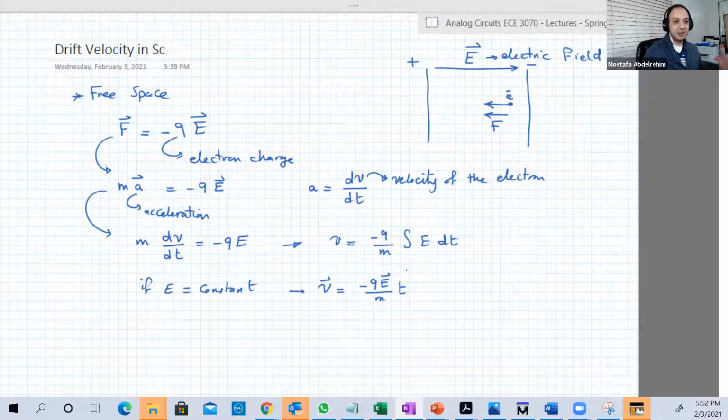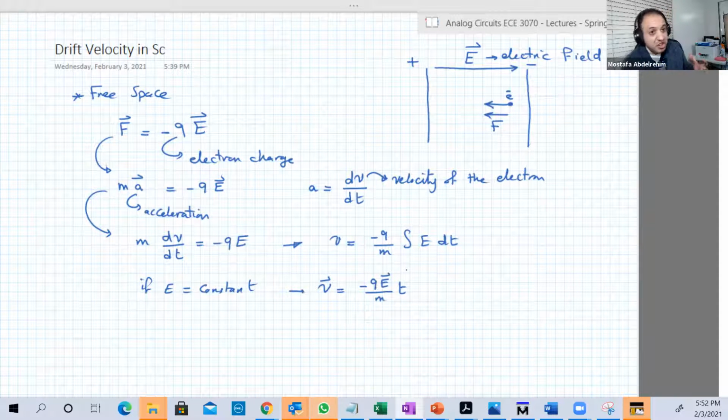That's the ideal case. But we are concerned with our material, our semiconductor: how the electron will move in a semiconductor. Basically, the electron inside the material is not alone. There is a world there.